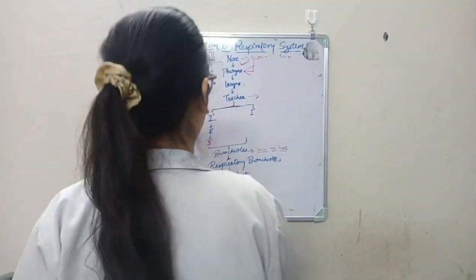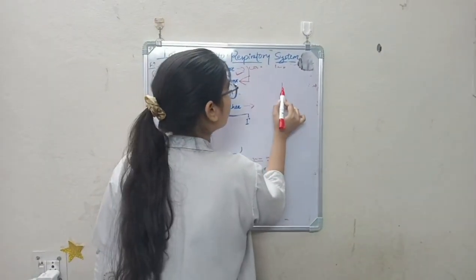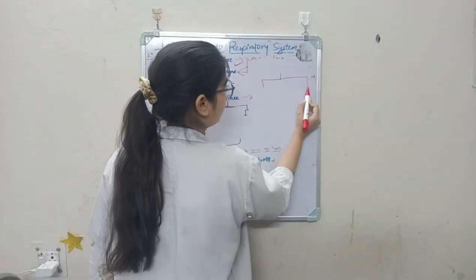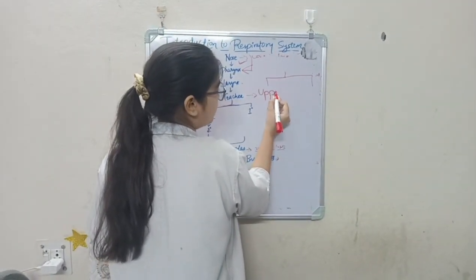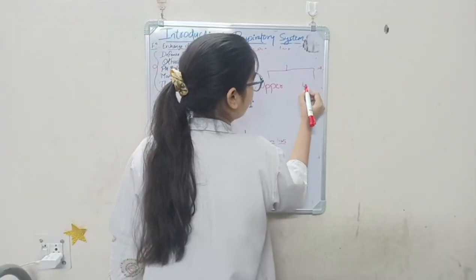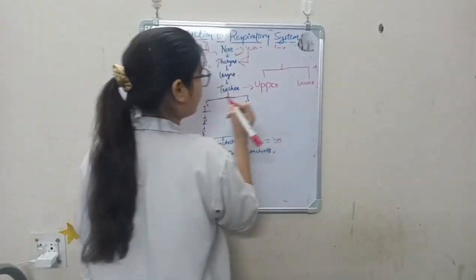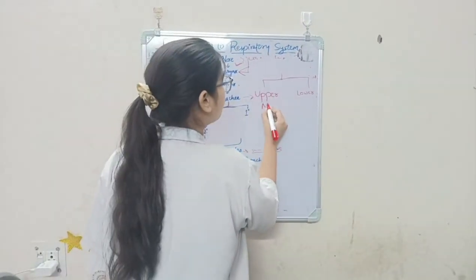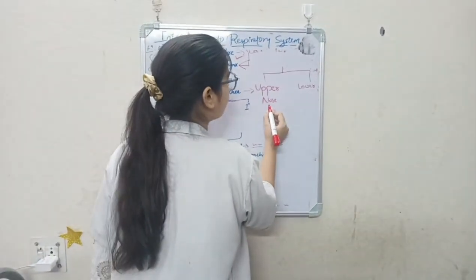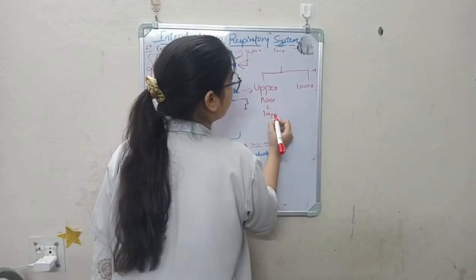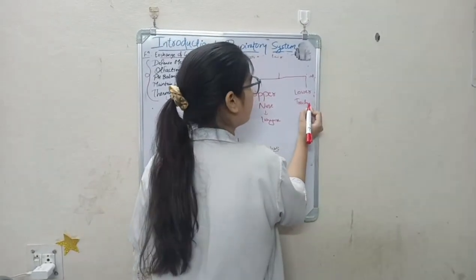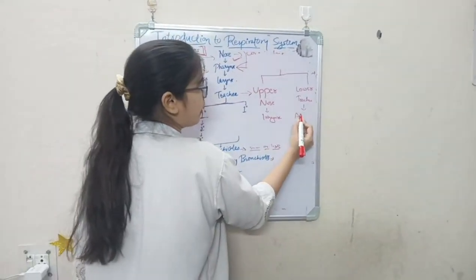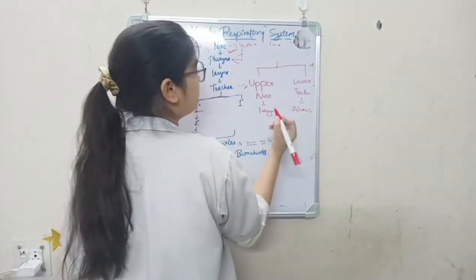Now we'll go to the classification. So upper respiratory tract, lower respiratory tract. From the nose to larynx, it is the upper respiratory tract, and then trachea to alveoli is the lower respiratory tract.